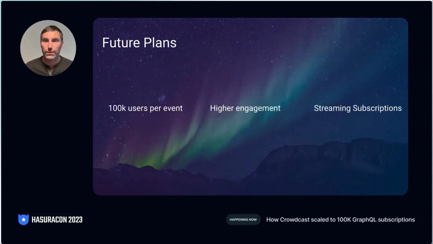Future plans. Just wrapping up here. We're moving towards 100,000 folks per event. We're looking at higher engagement, so constantly looking at better, faster, easier, more streamlined engagement between the audience and the host. That's really where we focus a lot of our attention. And part of that is Hasura streaming subscription. This is something that we're currently engaged with and working on.